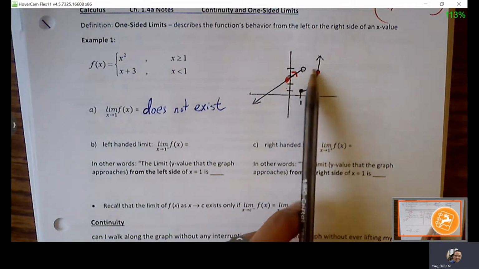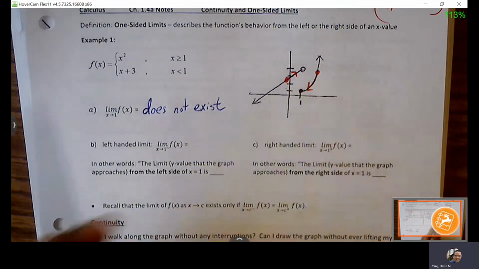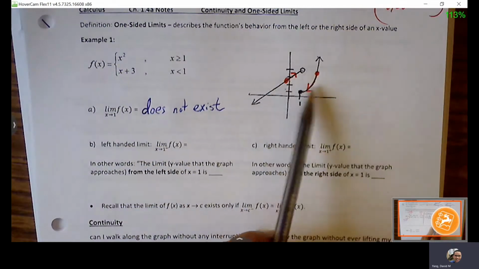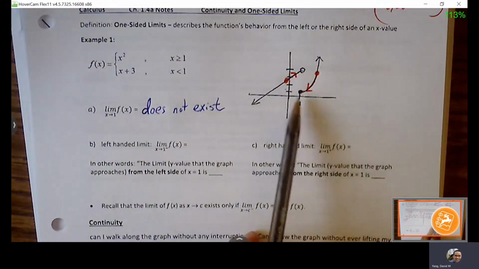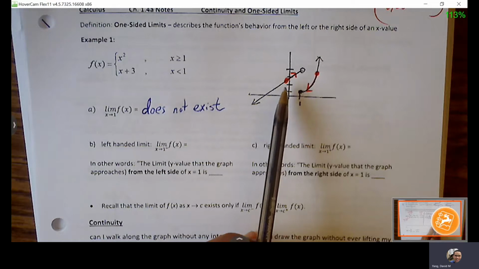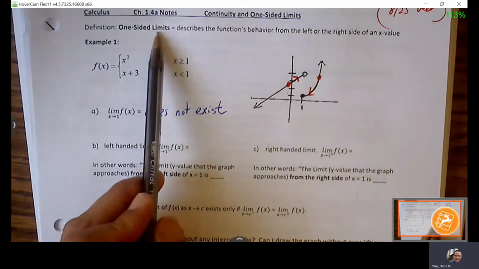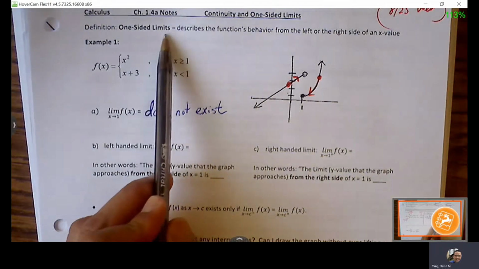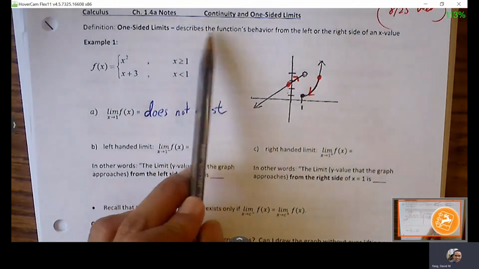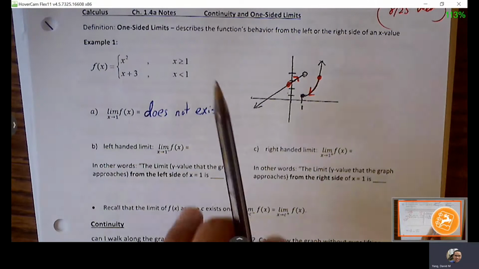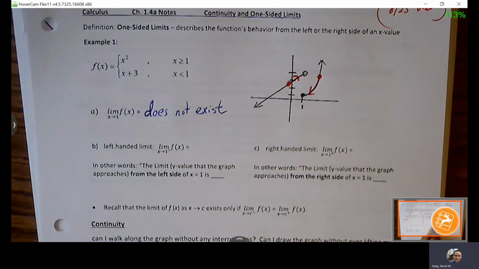But even then, it doesn't feel very formal, right? It's kind of like an informal way of describing what's going on. So we have a more formal way of specifying why a limit doesn't exist, and that is by using one-sided limits. A one-sided limit is not a true limit, but it does describe the function's behavior from just the left side or just the right side of our target x value.